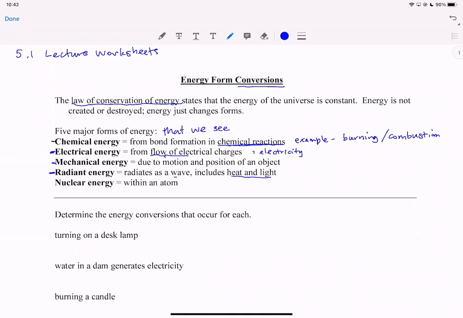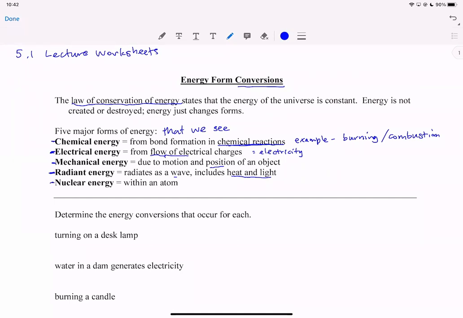Then there's mechanical energy. So mechanical energy is motion. It is something moving, like a fan or the wheels of a car. And it could also be due to position. So you could have mechanical energy that is due to an object positioned on a high shelf, like a book. And then once it starts moving, once it falls off that shelf, that's mechanical energy because it starts moving.